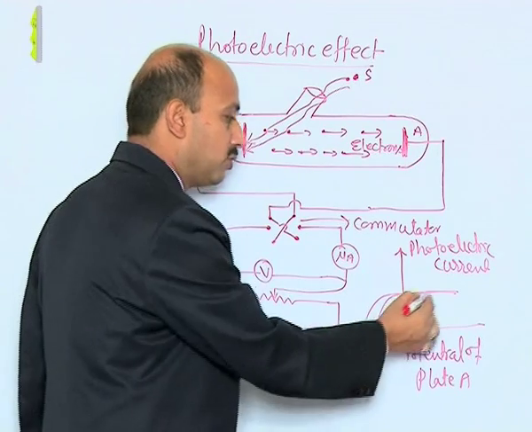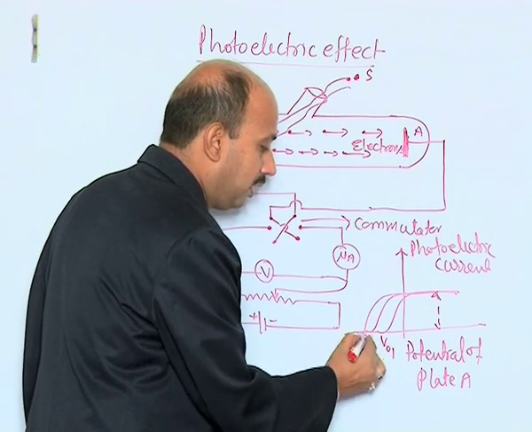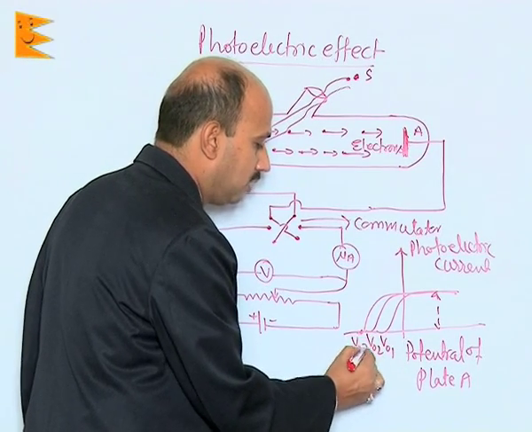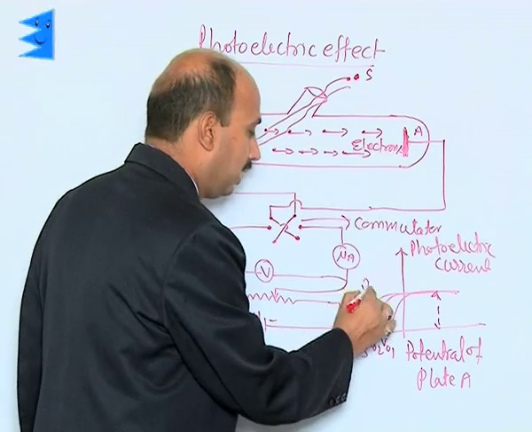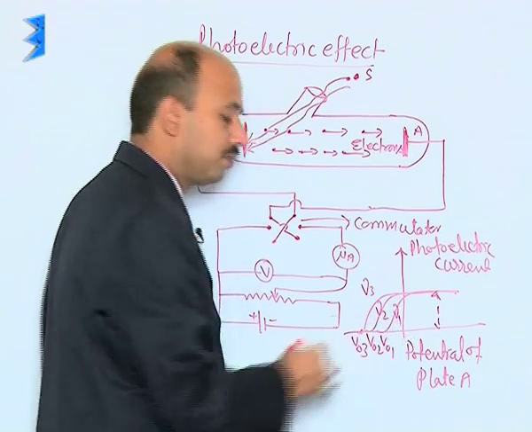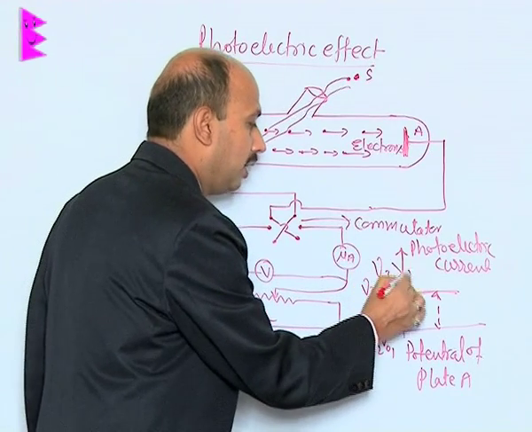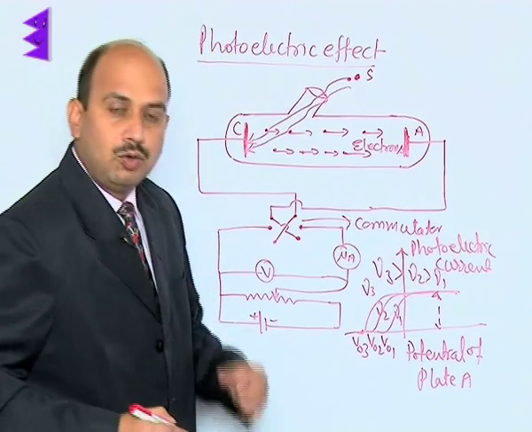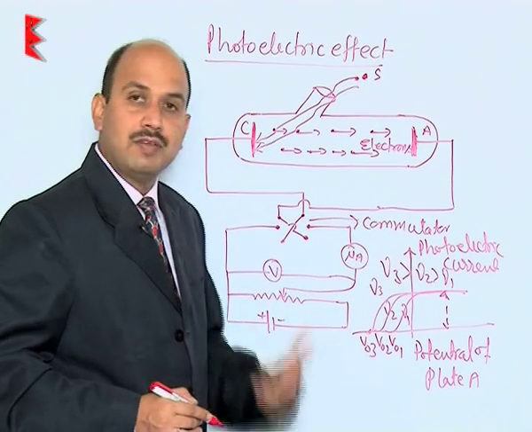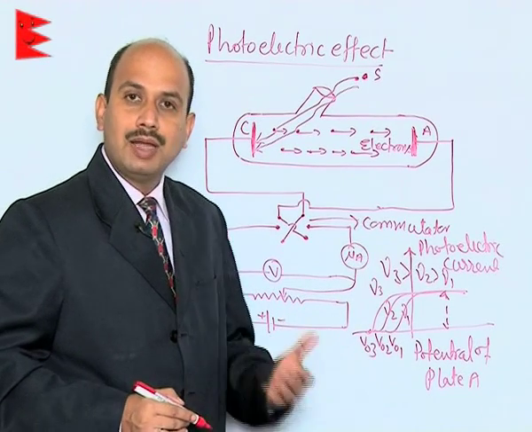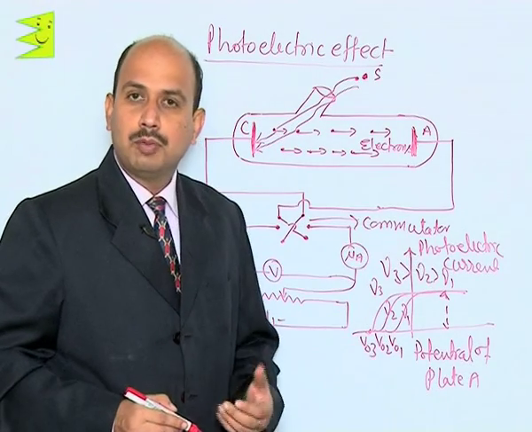Here the intensity is kept constant. When the intensity is kept constant, the saturation value of the current remains constant. But you can see the stopping potentials V naught 1, V naught 2 and V naught 3 for these three radiations of different frequencies, nu 3, nu 2 and nu 1. The stopping potential is different. Here nu 3 is greater than nu 2, which is greater than nu 1. So the value of the stopping potential depends on frequency. Radiations of different frequencies have different stopping potentials, provided intensity remains constant. We can also say intensity does not affect the stopping potential.